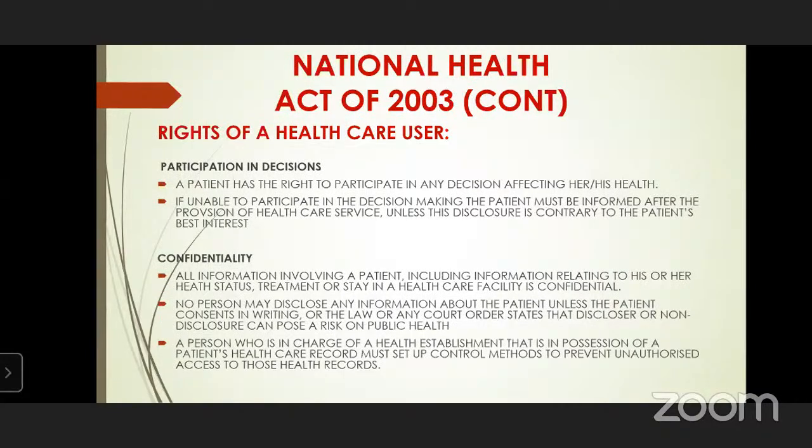Other rights include participation in decisions: a patient has the right to participate in any decision affecting his or her health. And confidentiality: all information involving a patient, including information relating to his or her health status, treatment, or stay in the healthcare facility, is confidential. And a person who is in charge of a healthcare establishment that is in possession of a patient's healthcare record must set up control methods to prevent unauthorized access to those health records.